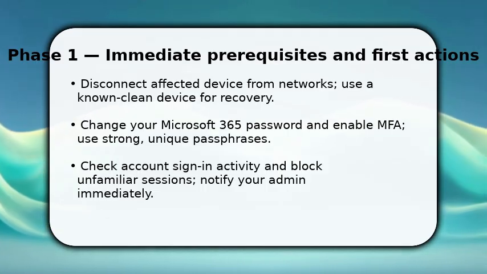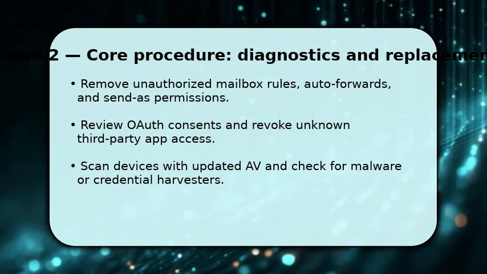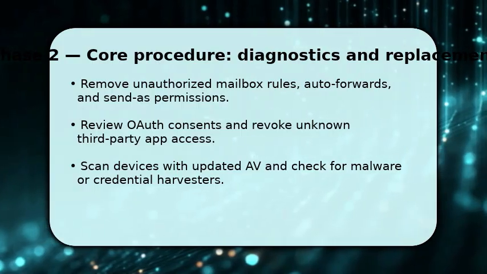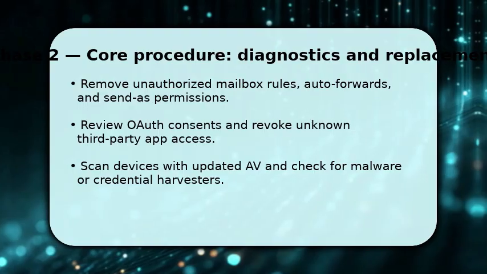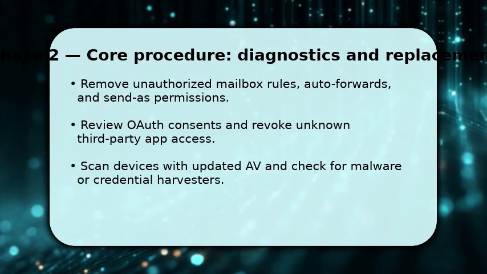Now you move into the cleanup and audit phase. Search and remove malicious inbox rules, auto-forward settings, and any send-as permissions attackers added, because these silently exfiltrate mail. Then inspect connected apps and OAuth consents. Revoke anything you do not recognize, since tokens bypass passwords.